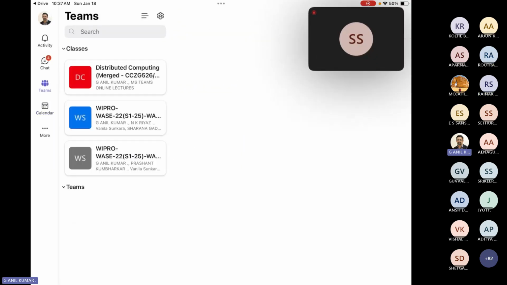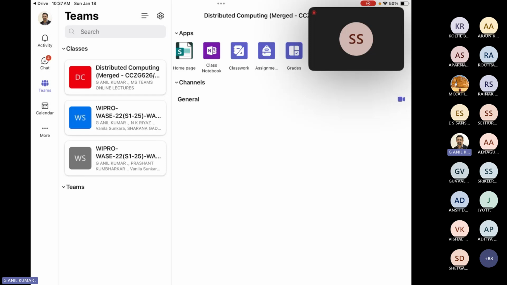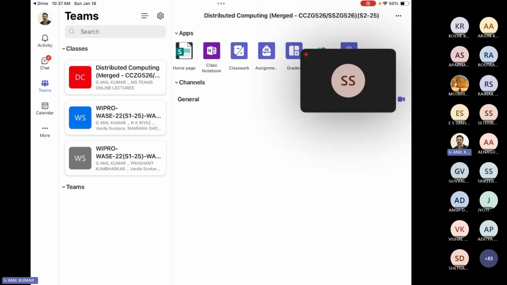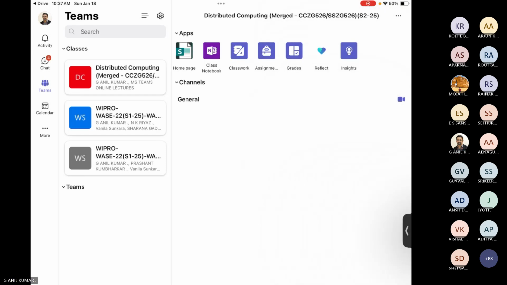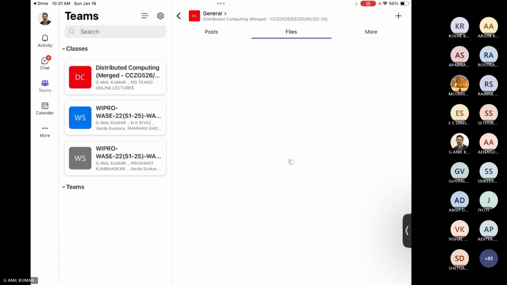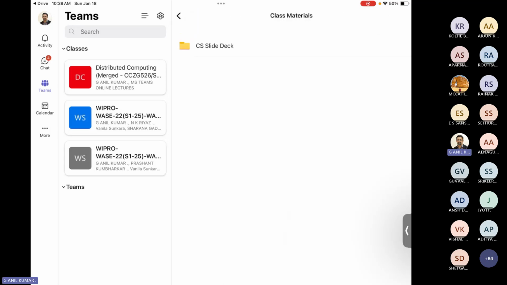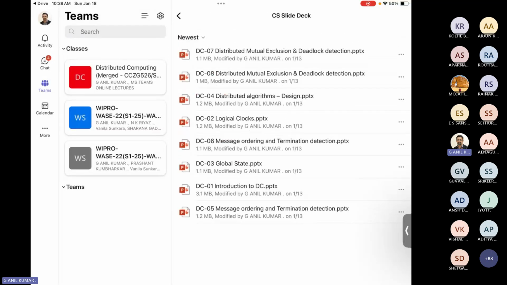So if you can get into the Teams, you can see this is one of the courses where you'll see my files. In the files, you will find subdirectories in the class material. Hope you are able to see. You have files, the class material. Inside the class material, you have the contact session slide deck. So this is where I updated the first 8 contact sessions content, the slides that we'll be using in our class.